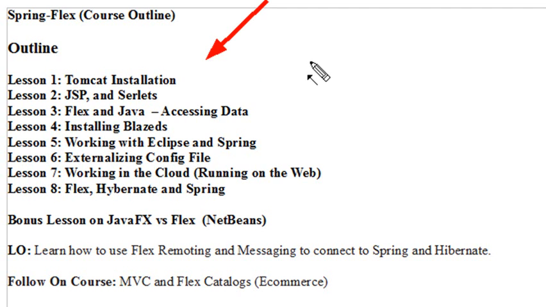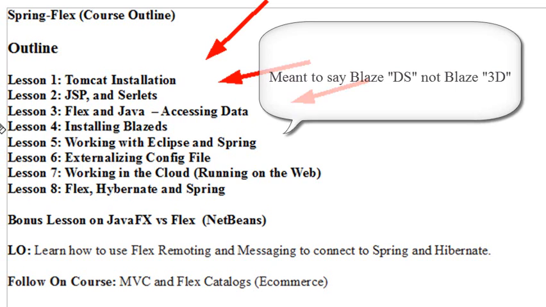And then we're going to learn about what a JSP page is and what a servlet is and how you write those. You'll see lots of examples and become experienced in those. Then we're going to learn about integrating Flex and Java and different ways to access data. We're specifically going to be interested in a remoting technology called BlazeDS. So we're going to learn how to install BlazeDS.